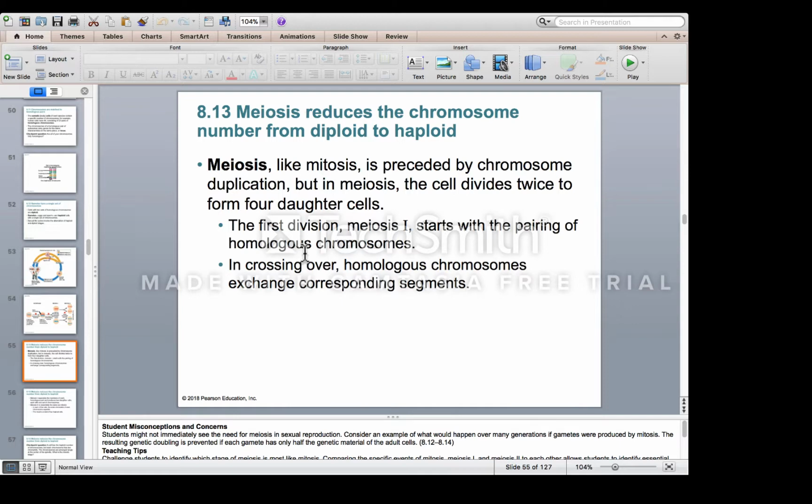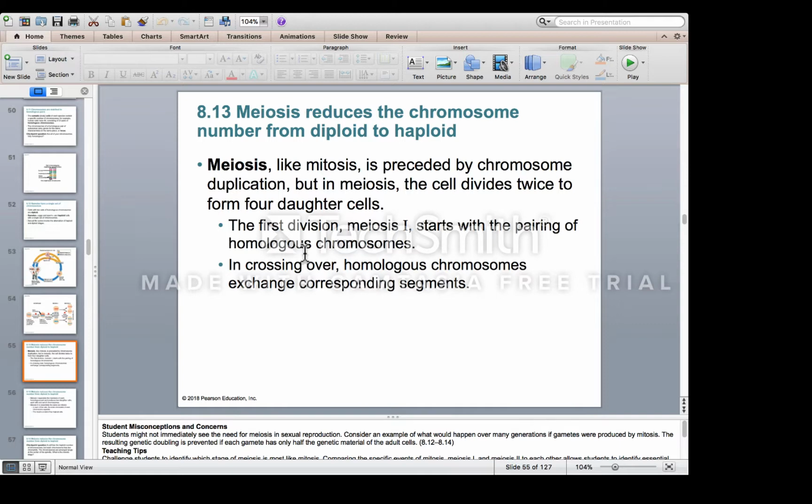Meiosis, unlike mitosis, is preceded by chromosome duplication, but in meiosis, the cell divides twice, that double division I talked about. Mitosis is what? Single division. So it basically duplicates once and divides twice to form 4 daughter cells.